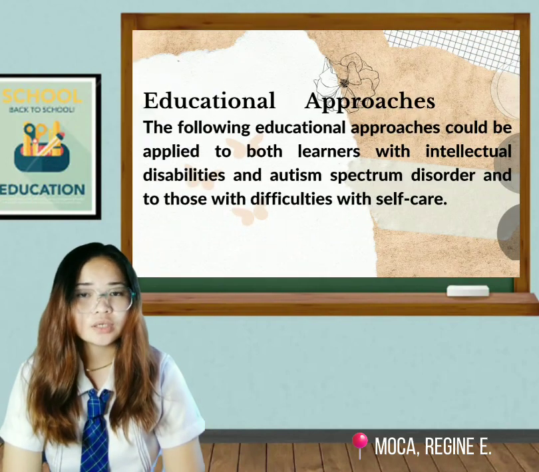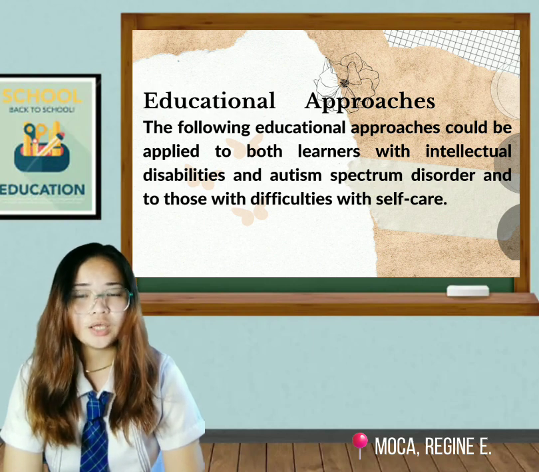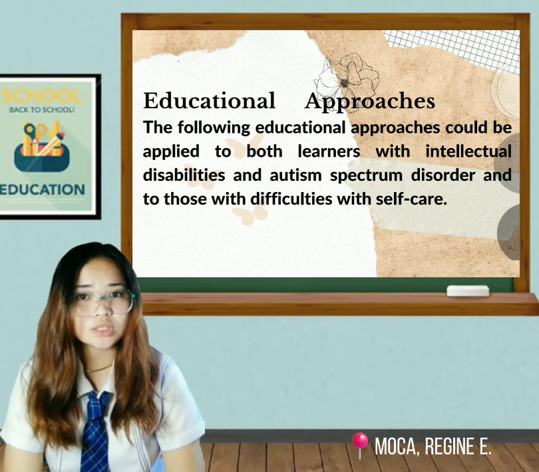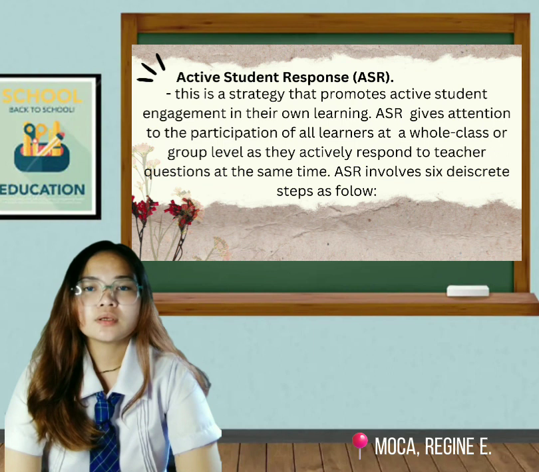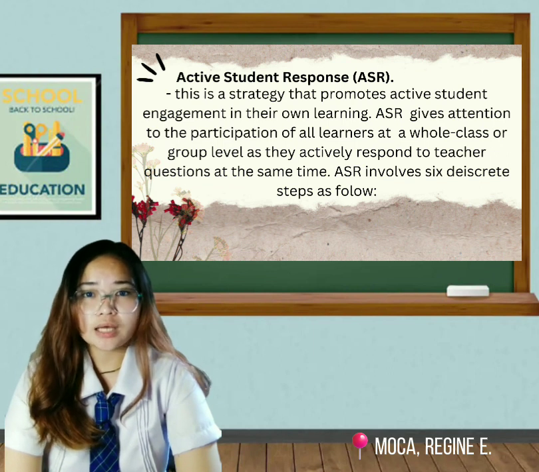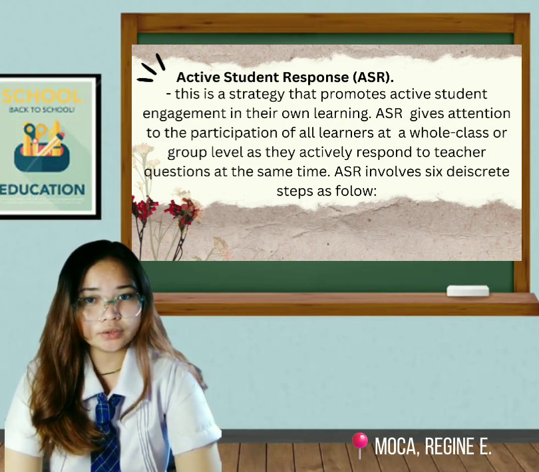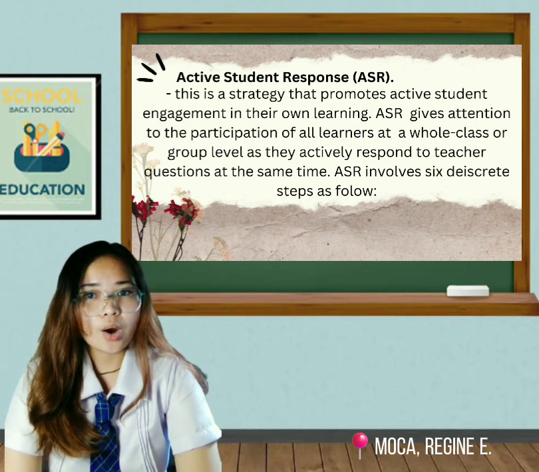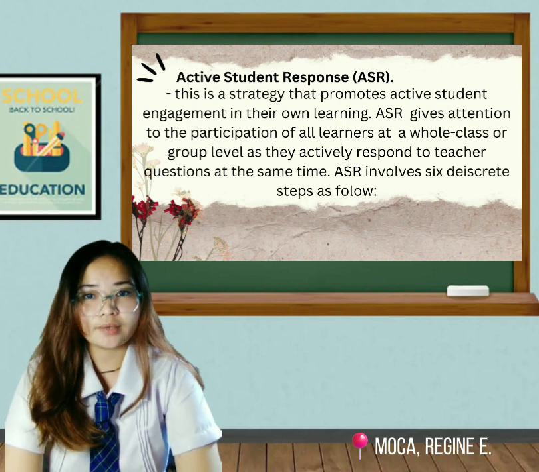Educational approaches. The following educational approaches could be applied to both learners with intellectual disabilities and autism spectrum disorder, and to those with difficulties with self-care. Active Student Response, or the ASR. This is a strategy that promotes active student engagement in their own learning. ASR gives attention to the participation of all learners at the whole class or group level as they actively respond to the teacher's questions at the same time.